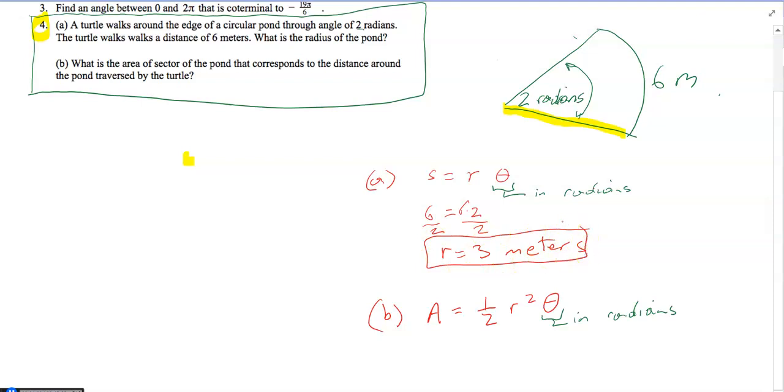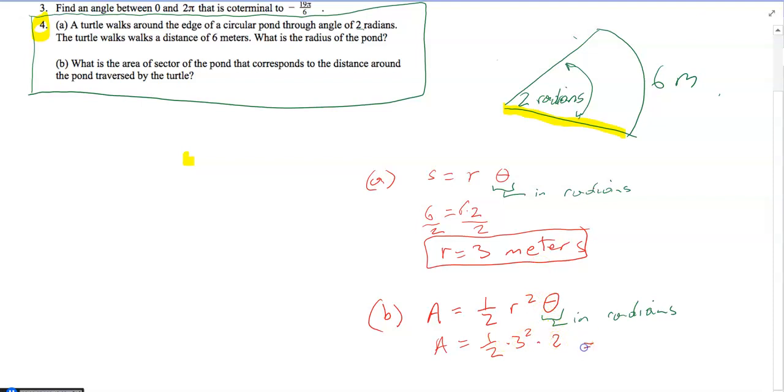Part B: what is the area of the sector that corresponds to the distance around the pond traversed by the turtle? The formula for the area of a sector is A is equal to 1/2 R squared theta, where theta, again, is in radians. If you had degrees, you must convert to radians to use this formula. So let's plug in some numbers. A is equal to 1/2, R we found was 3, so 3 squared, times theta. Theta was given as 2.